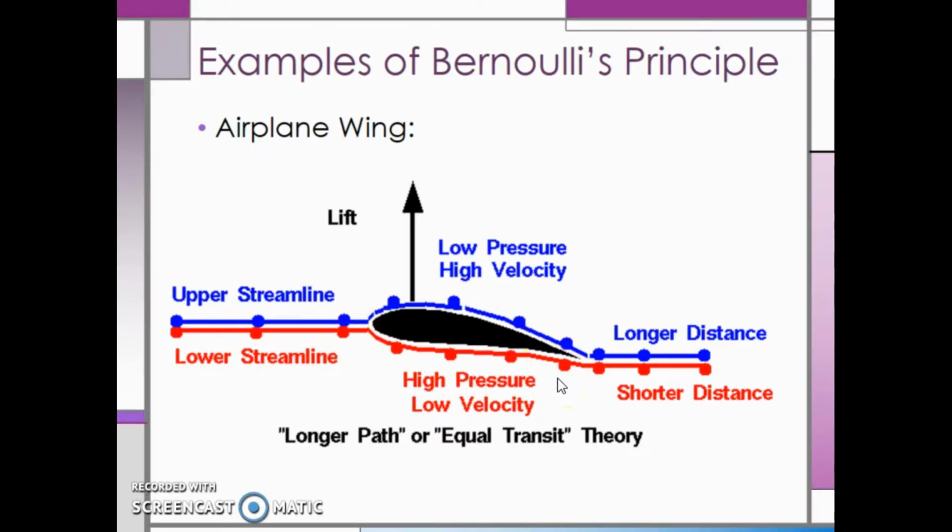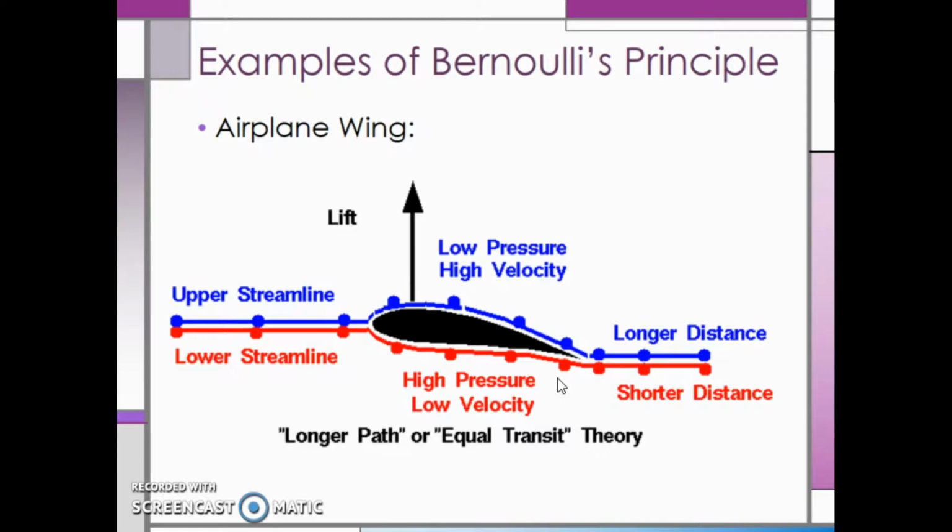wing, since the air on top of the wing has a further distance to travel in the same amount of time. Since the velocity is higher on top, the kinetic energy is also greater on top. This means that the pressure must be lower above the wing, otherwise Bernoulli's principle wouldn't hold.